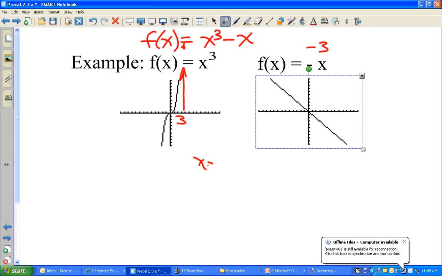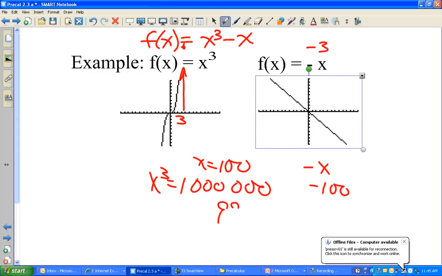Try when x is 100. When x is 100, x cubed equals 1 million. It's a significantly larger number in magnitude than the minus x, which when x is 100 is just minus 100, and the final answer is 999,900. As you can see, the magnitude of x cubed just dwarfs the magnitude of the minus x. So we would expect that when you have a very large x or a very small x, like minus 100, you get answers that are much closer to the x cubed graph than the minus x graph.